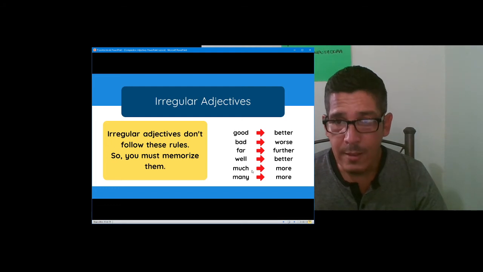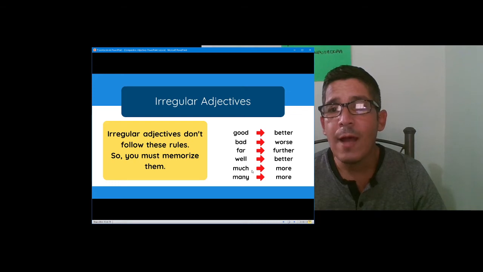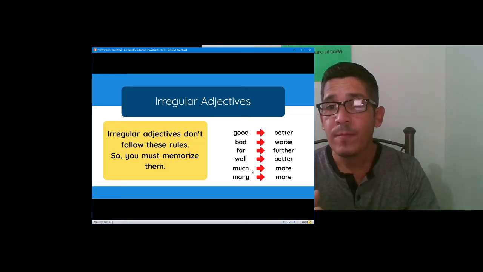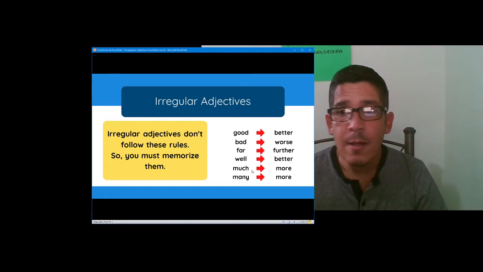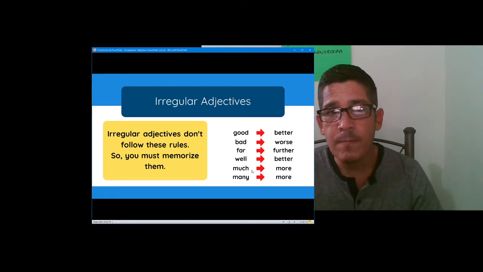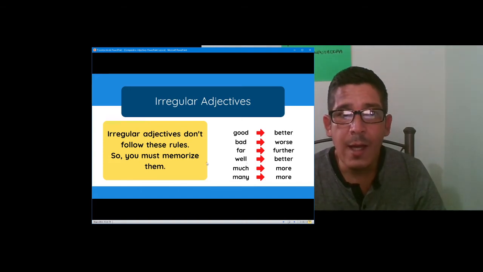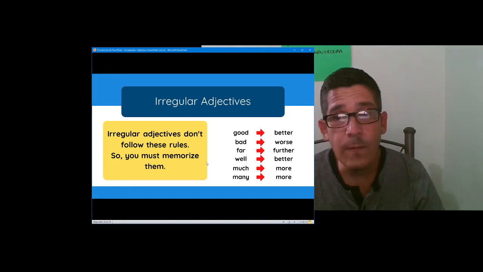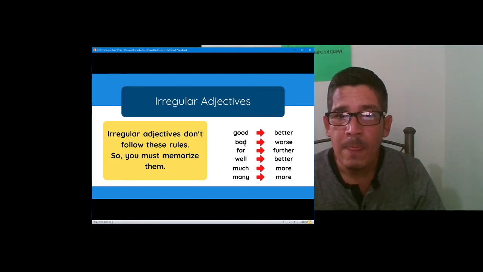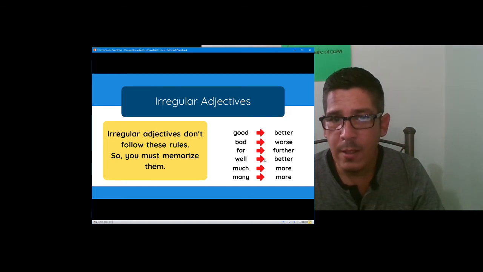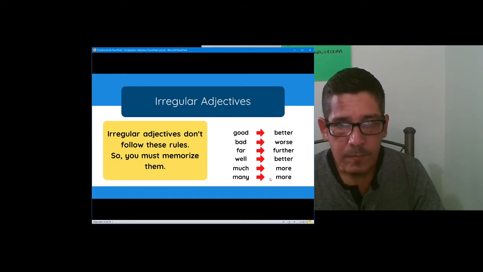With long adjectives, 2 or more syllables, you are going to add more before the adjective. More beautiful, more intelligent, more expensive. Okay? But also, as I told you, we have irregular adjectives that don't follow the rules, so you have to memorize them. Good, better. Bad, worse. Far, further. Well, better. Much, more. Many, more.